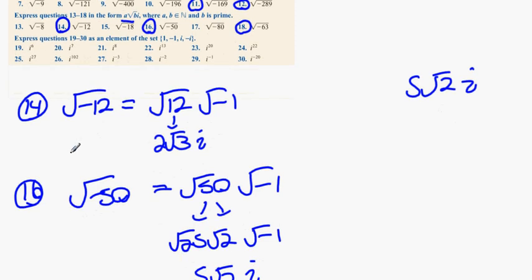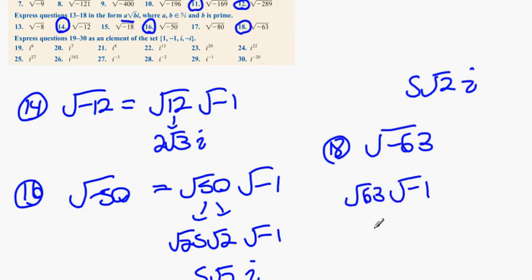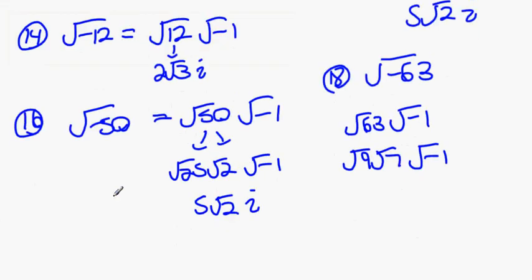And finally we have number 18, which is going to be root minus 63. What we get here is root 63 times root minus 1, then break root 63 into root 9 by root 7 by root minus 1, and then root 9 is 3, so it's going to be 3 root 7, and the square root of minus 1 is the letter i.